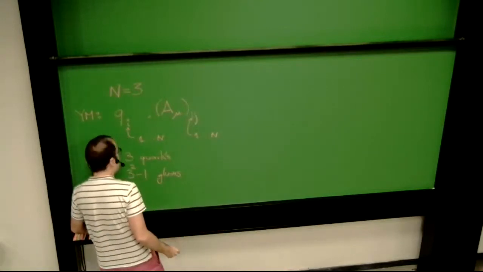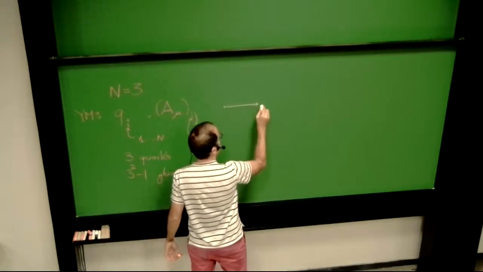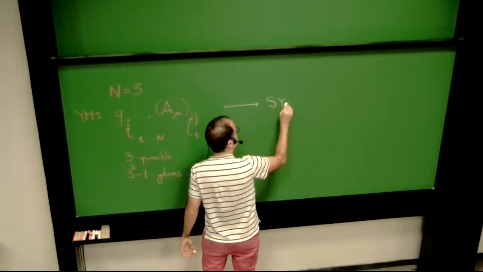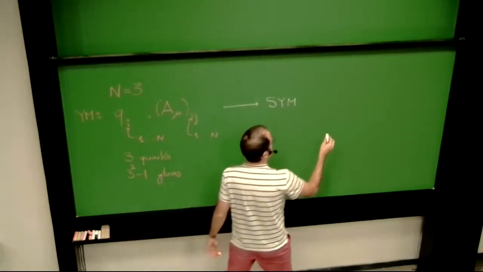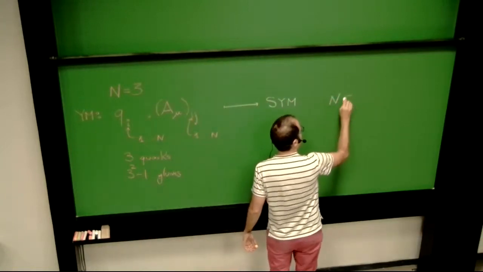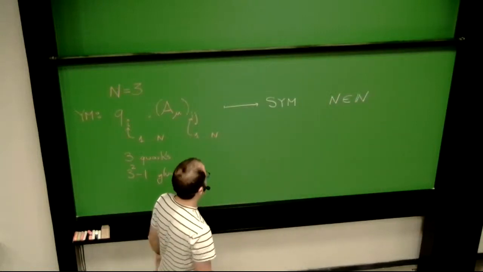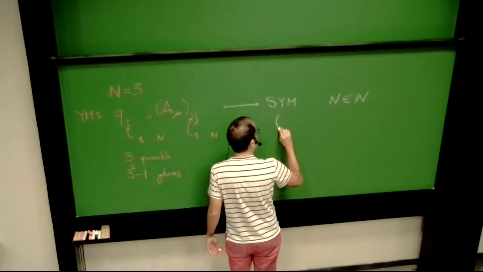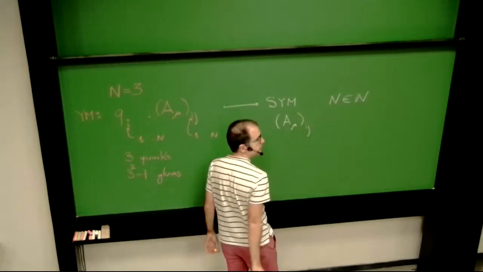And today, however, I'll be discussing a cousin of Young-Mills theory, which is a super Young-Mills theory, which is a theory where we have N as well. It doesn't need to be 3, but it's an integer. And it also has gluons. We also have gluons, A mu, I, j.